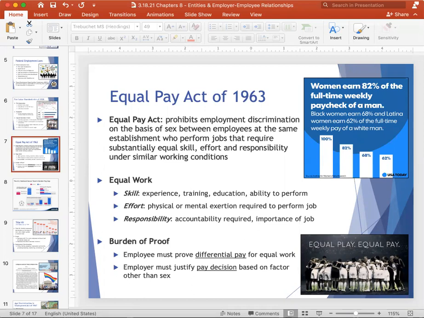However, unfortunately, in our country, we have seen unequal pay for women historically. Honestly, it's why we saw it come into being in 1963 and continue to be enforced. I think this graphic does a really nice job of illuminating the problem. So in the United States, women earn 82% of the full-time weekly paycheck of a man.